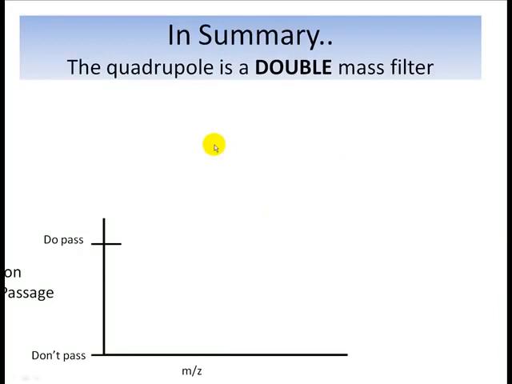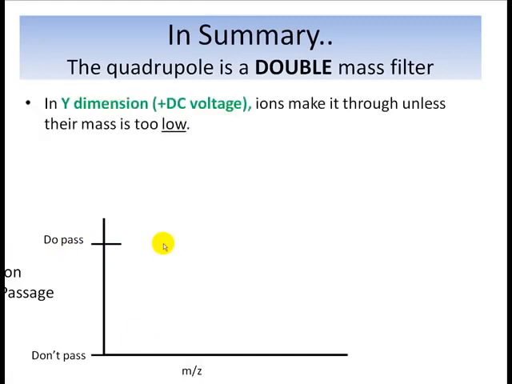So we can talk about the way it works quite nicely with a graph that looks like this, which talks about passage of ions here on the vertical axis. It's basically talking about whether the ions don't pass or do pass. It's kind of like a binary thing, 0 or 1. So we're talking about whether or not the ions make it through as a function of their mass-charge ratio. So in the y dimension, to summarize, which has a positive DC voltage on those rods, the ions make it through unless their mass is too low.